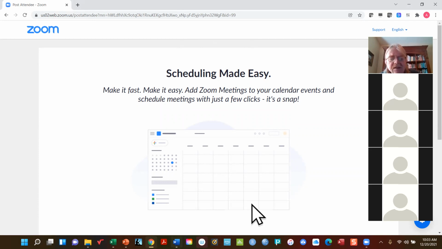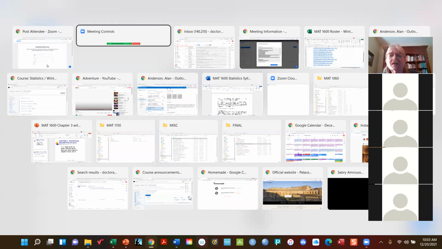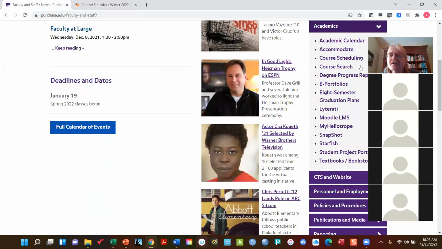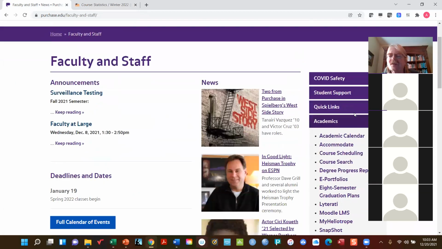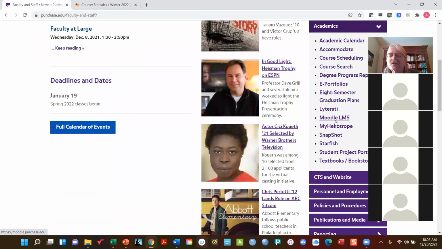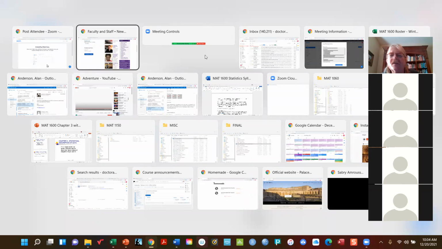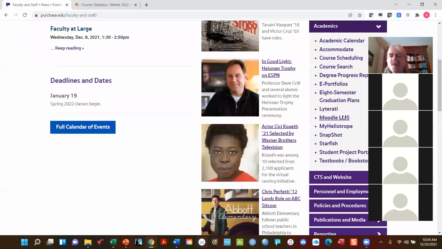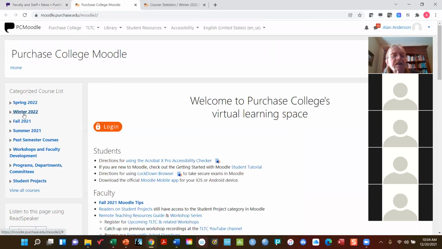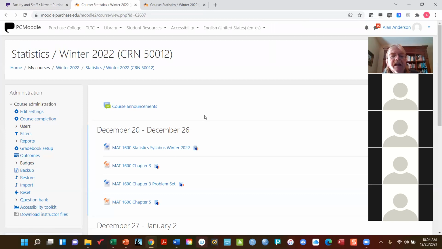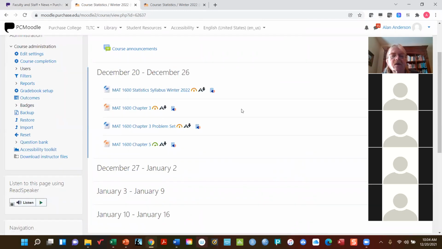Anyway, so why don't we do this? Let's get the syllabus out. Now, first of all, especially if you're not a Purchase student, you've been given access to an account on a system called Moodle. Many schools use Blackboard. I don't know how many schools use Moodle, but this is what we use. So you'll find it on the Purchase College website. Come down here to the academics, and here's your link, Moodle. It is basically designed to keep track of all of our information. So let's go there right now, and you'll see that we have statistics, and here's all of the information that you'll need for the course.